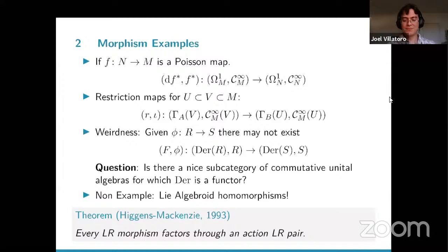Now, one last thing. There's a theorem by Higgins and McKenzie they proved back in 1993, that every Lie-Reinhart morphism actually factors through an action Lie-Reinhart pair. So there's like a nice factorization theorem that you can prove about these kinds of morphisms.